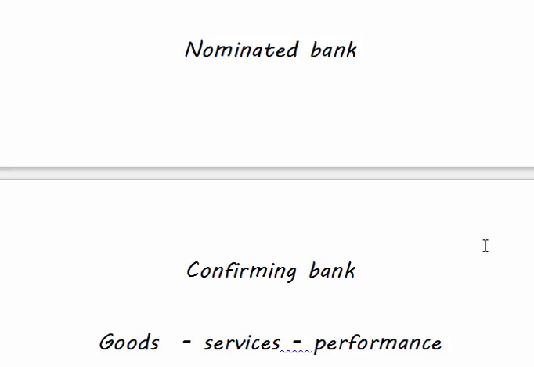What is a confirming bank? A confirming bank is a bank that adds a separate independent undertaking, in addition to that of the issuing bank, to pay on due date if the documents are complying and terms and conditions are met. What are the goods, services, or performance? The LC can be issued for any movement of goods, that is a commercial LC, merchandise, or services for erection, installation, commissioning, whatever it is, or for some other performances also.